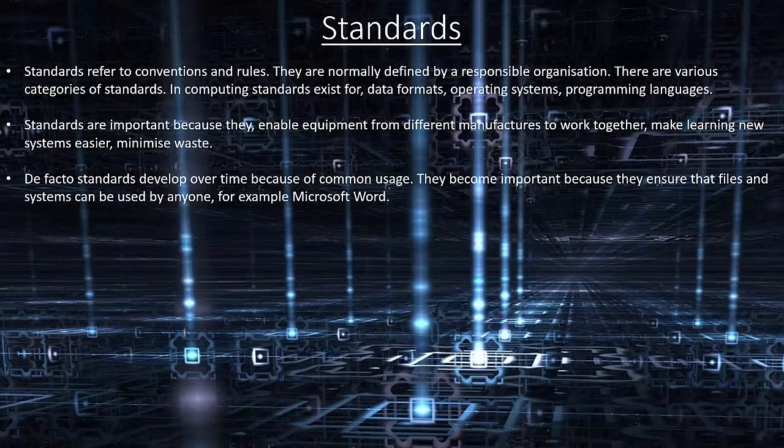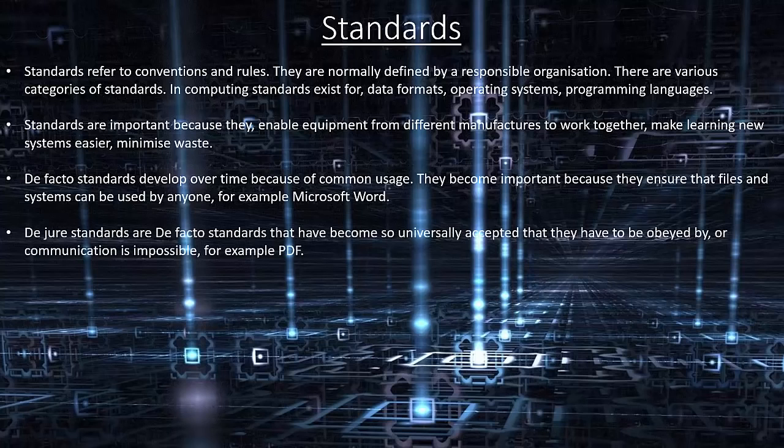De facto standards develop over time because of common usage. They become important because they ensure that files and systems can be used by anyone, for example Microsoft Word. De jure standards are the de facto standards that have become so universally accepted that they have to be obeyed or communication is impossible, for example PDF.